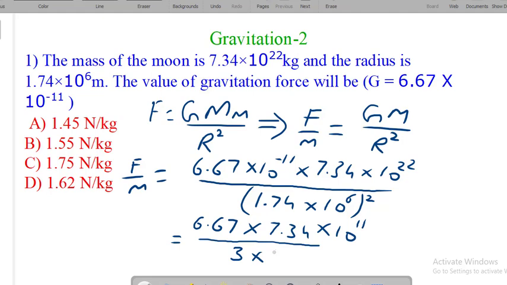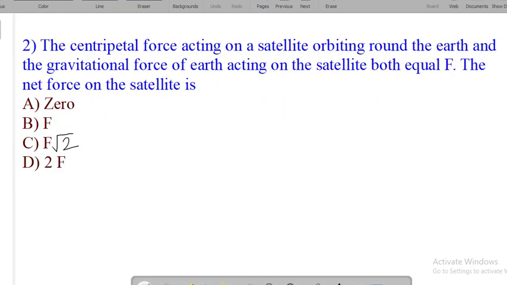Okay, we square 1.74 and square 10 raised to 6. So the square of 1.74 I'm just approximating as 3, and 10 raised to 6 squared is 10 raised to 12. Okay, now this is much simpler. If you divide 6.67 by 3 you will get something like 2.22, just simple multiplication, and finally if we solve it you will get around 1.62 Newton per kilogram. Okay, so this is the answer. You can solve it by yourself, even without using the log table. It's quite a simple calculation.